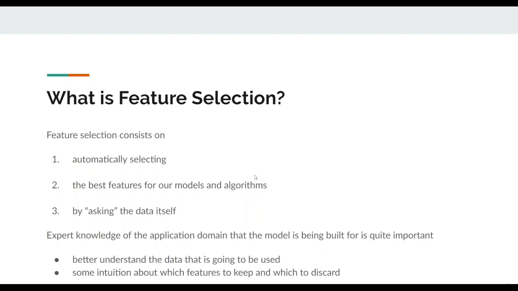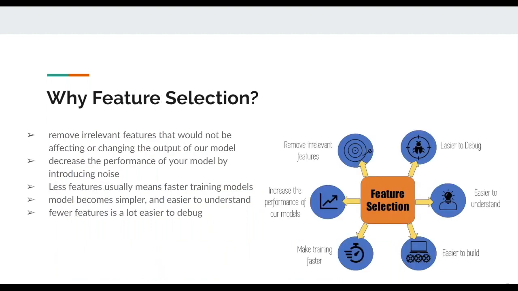Having expert knowledge of the application domain is quite important, because first of all, it provides a better understanding of how the data is going to be used and what model using this data is going to be applied for. And you also have some intuition beforehand of which features may be useful to keep and which features can be safely discarded. So when we're talking about why feature selection, first of all, it's not my figure, so I cannot claim credit for it. And these are the 6 major points for feature selection.